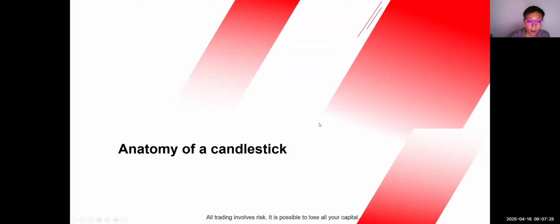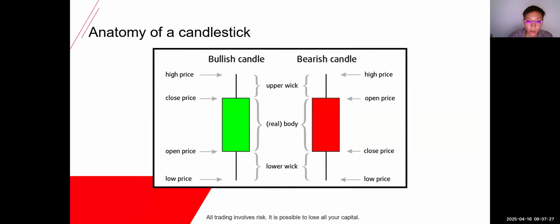Okay, so anatomy of a candlestick. Very simple stuff. It might seem a little bit complicated, right? So, bullish candle and bearish candle. Okay, nice. Bullish candle, right?